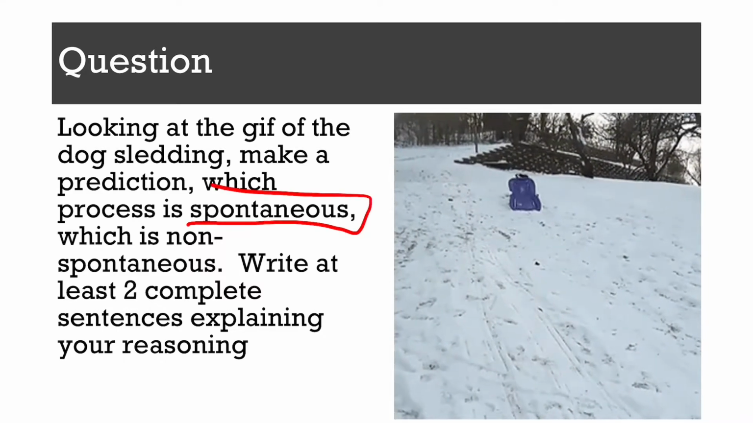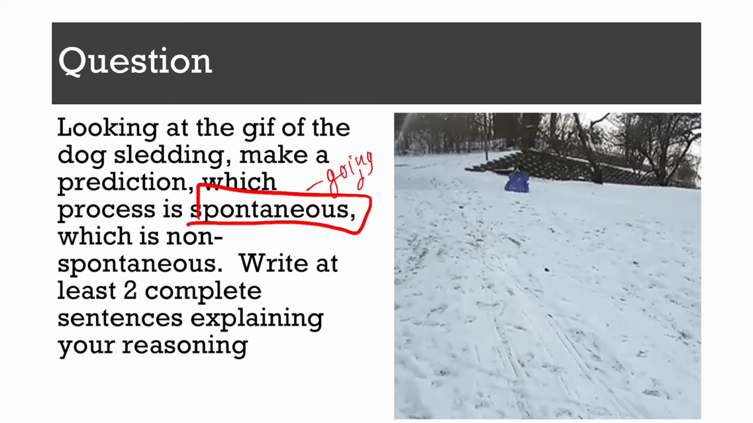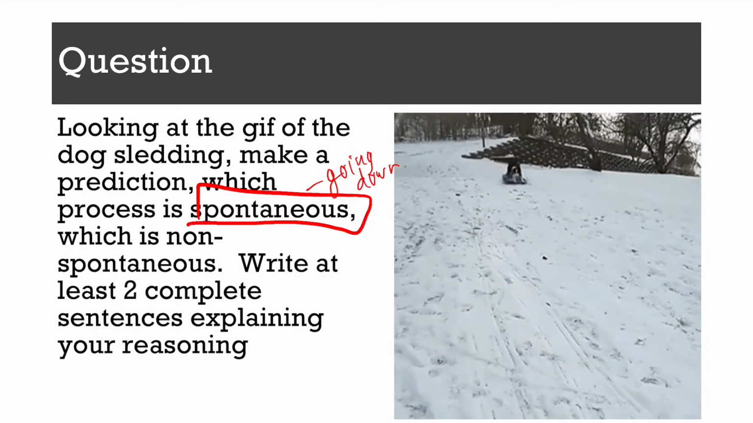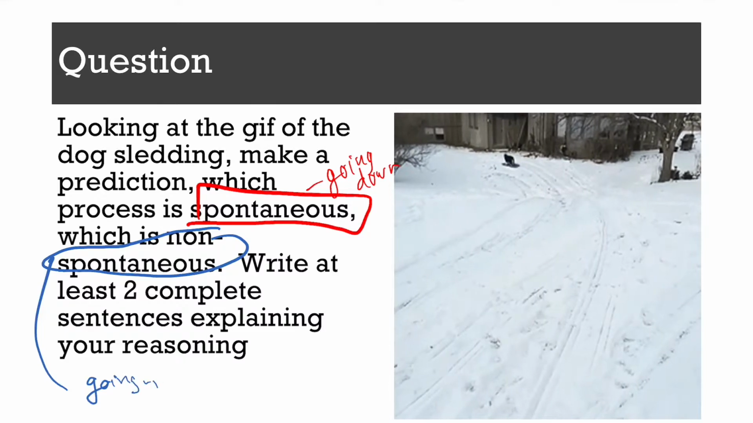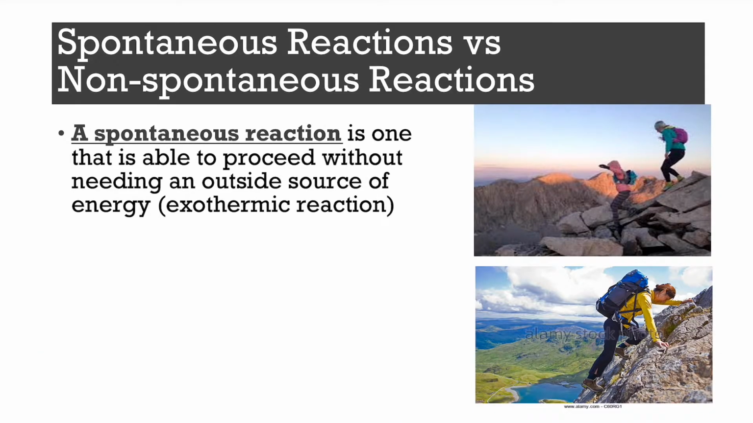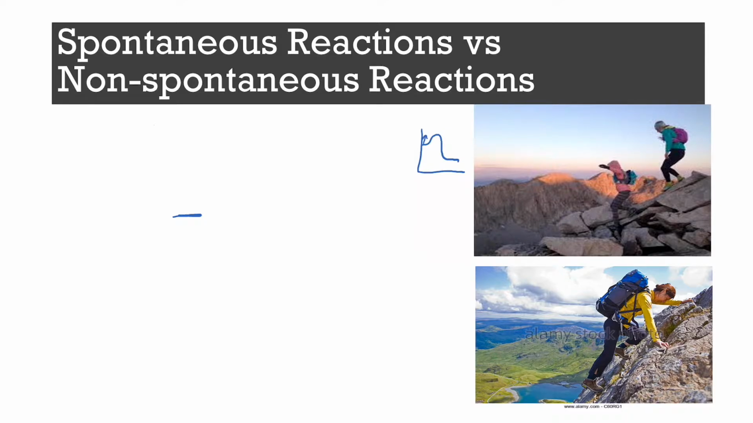If we're talking about this, the spontaneous part is the going downhill. Once the dog is going down, no more energy needs to be put in, but the non-spontaneous part is going up the hill. The difference is that spontaneous means something can proceed without that need of outside energy, and these are generally exothermic reactions. If we think of an exothermic reaction potential energy diagram, yes, all reactions need that little bit of activation energy, but once it's going, it can continue to go without a problem. You don't really need that outside source of energy. Once that dog was going down the hill, it just kept going.